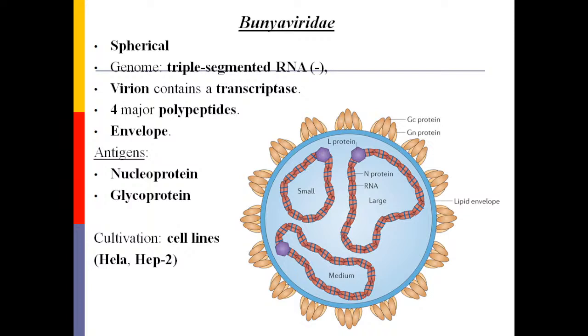What are antigens? It's nucleoprotein and glycoprotein. This one. Cultivation is available in cell lines like HeLa and HEP2.